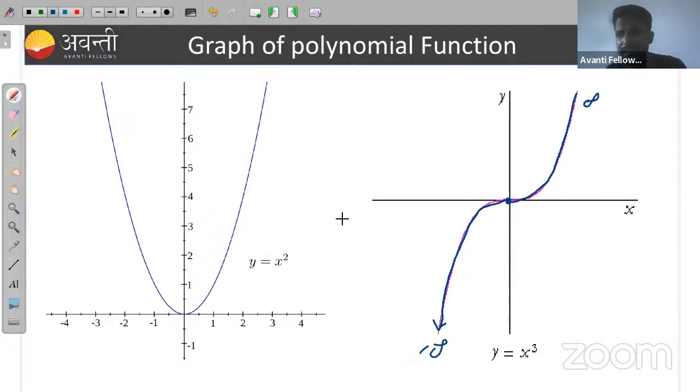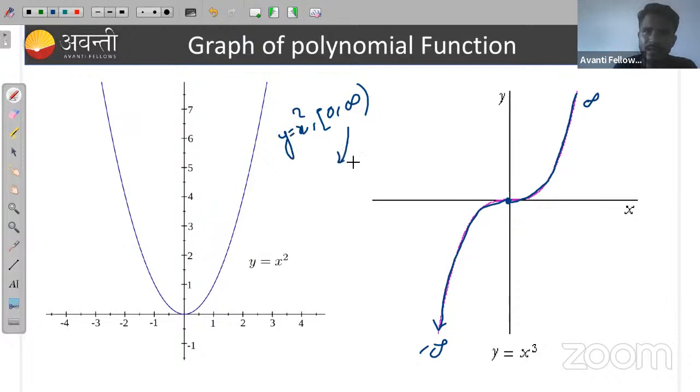You can see that the range of quadratic functions is different from other functions. It cannot have a fixed range. For this case, the range of y is equal to x square is from 0 to infinity, right? This is the range. Yes or no? Because the height of the function starts from 0 and goes up to infinity.